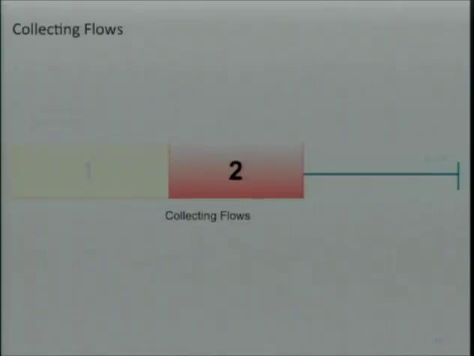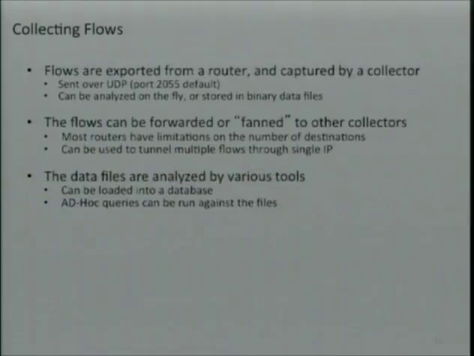Now we'll move on to talking about collecting the flows. So in basic terms, flows are exported from a router and captured by a collector. They're sent over UDP on port 2055 by default. They can be analyzed on the fly, or they can be stored in binary files. Flows can also be forwarded or fanned to other collectors.